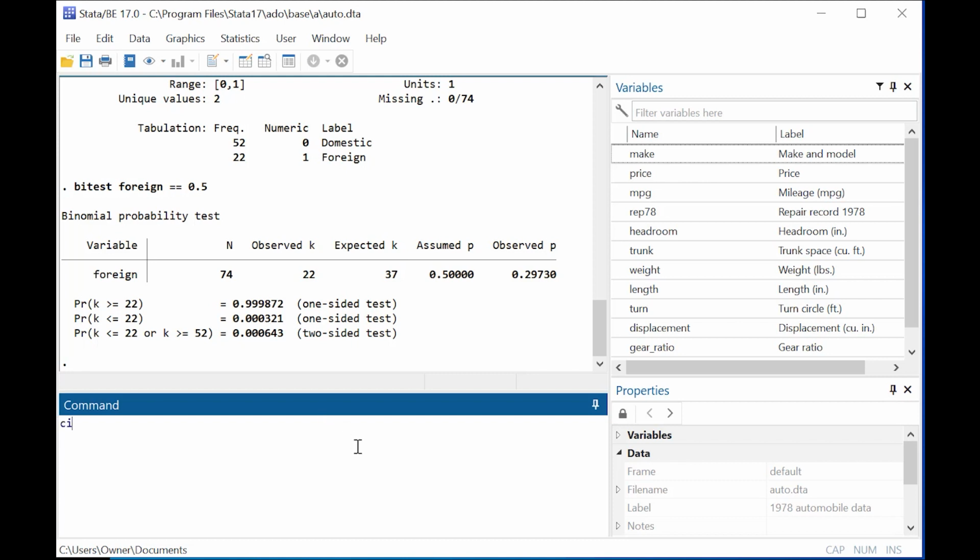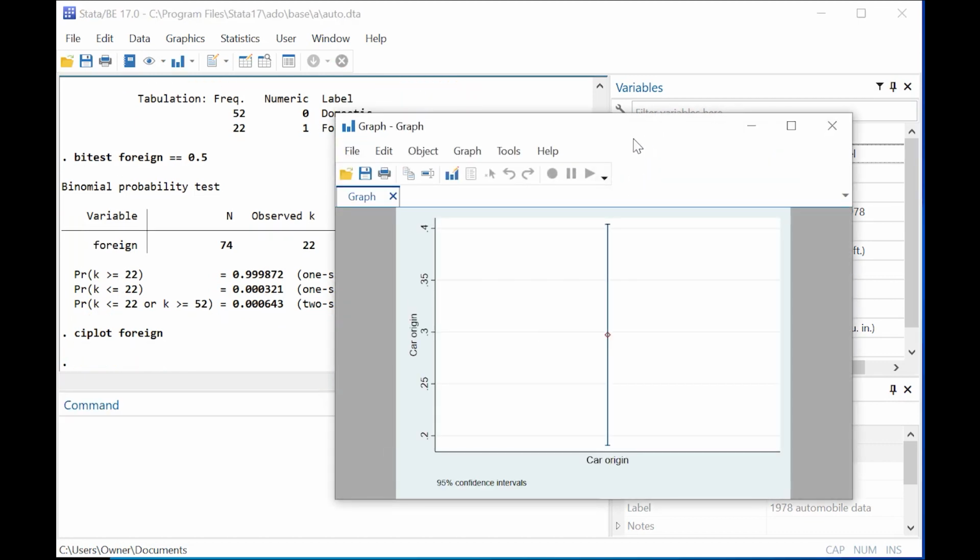So if you wanted to see what that looks like on a confidence interval plot, you could always just type in sciplot foreign. And when this comes up, we can basically see where the distribution is tending towards more foreign or more domestic cars in the data set.